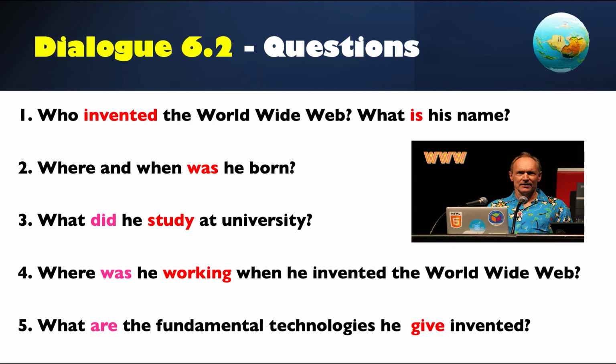Well done, Yonghi. And where and when was he born? London. And when? He was born in 1955. Very good. And what did he study at university? Physics. Okay, yes, he studied physics. Where was he working when he invented the World Wide Web? CERN in Switzerland.